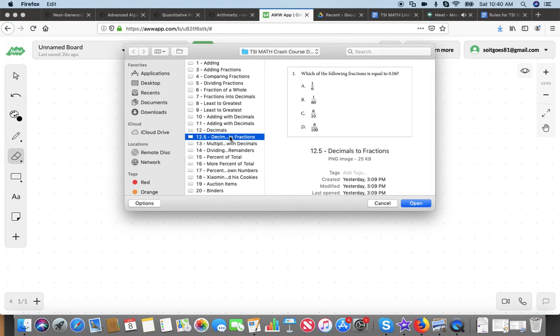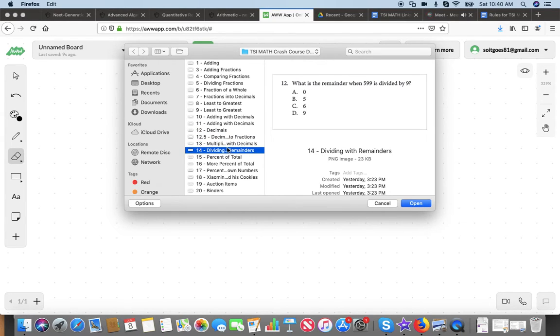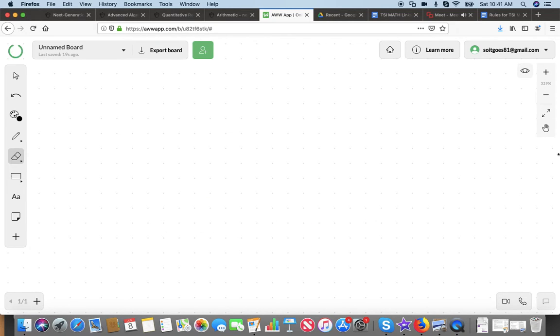Okay. Ugh, we have to do an operation here. Boy, I want to skip that one. I'm not going to. We've got to do some math here for this guy. Go to equation number 12 for me, please. Okay. What is the remainder when 599 is divided by 9?